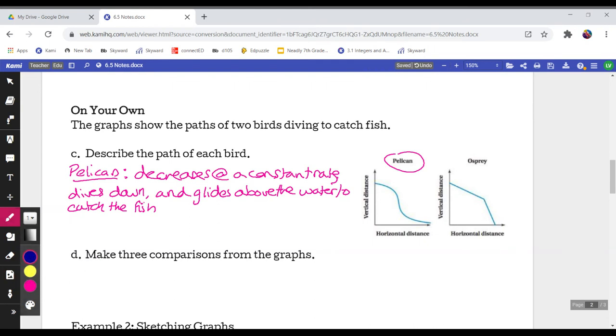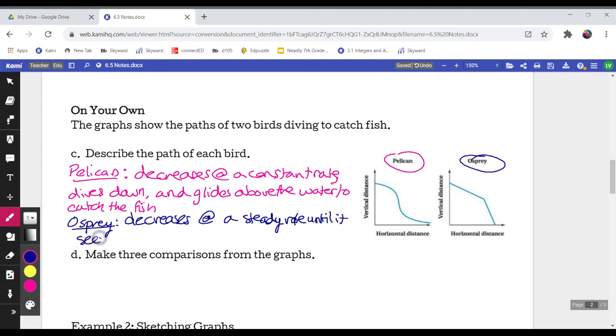Next, we have the osprey, located on the right side. It decreases at a steady rate until it sees the fish and dives into the water after it.